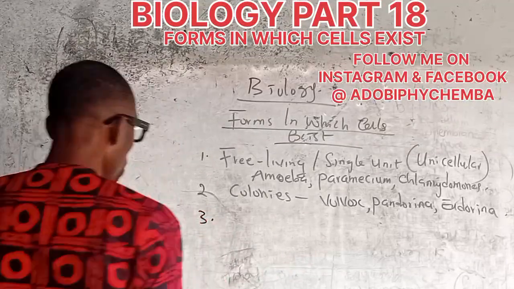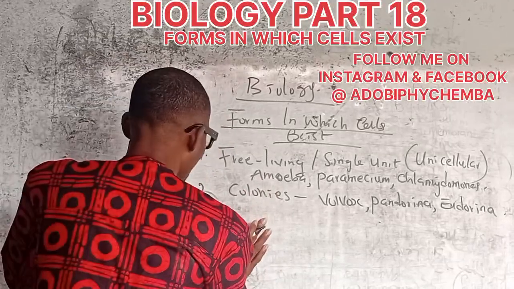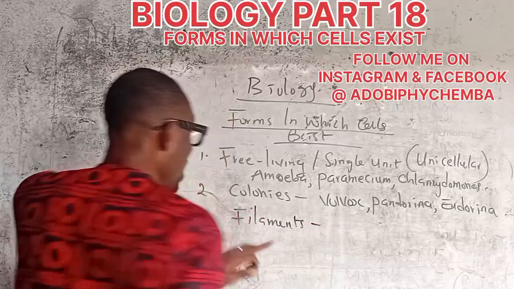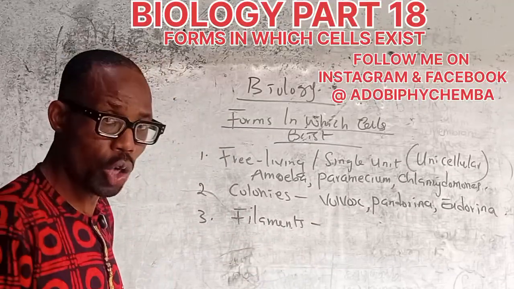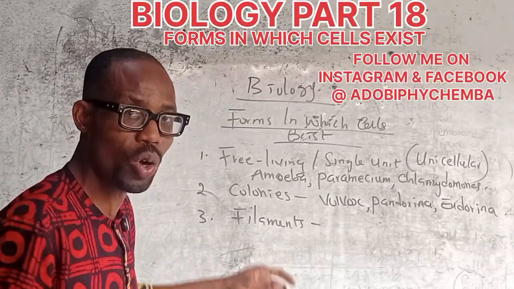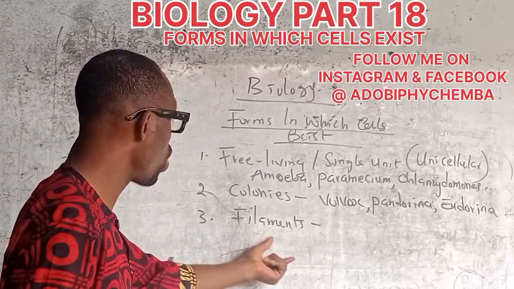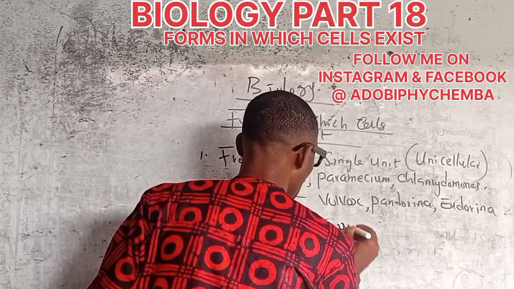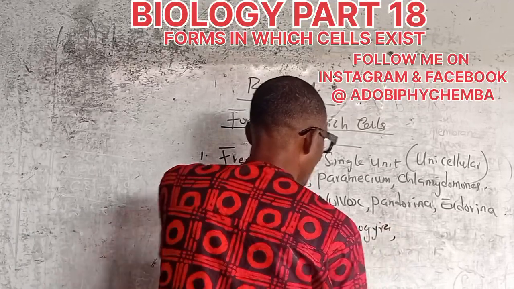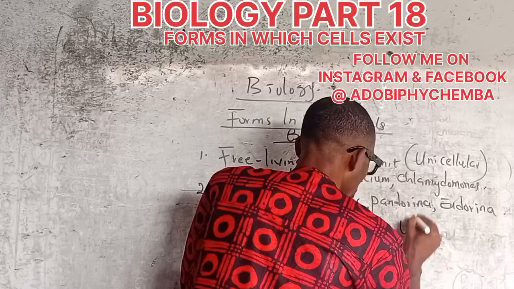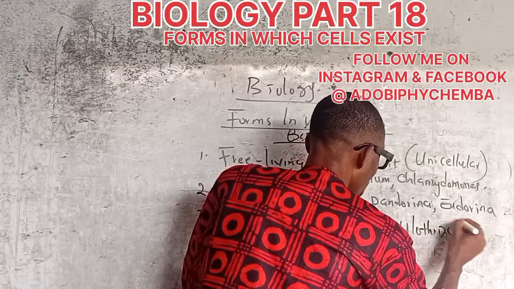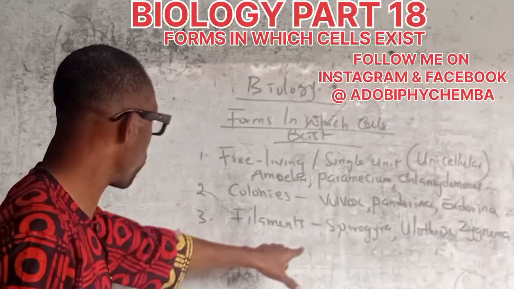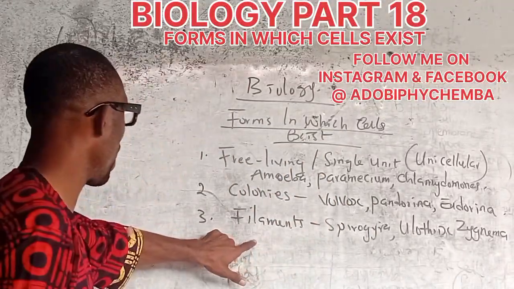Number three, I also told you that cell can exist as filaments. Filaments, okay? These are group of identical cells that are conjoined or joined together end to end to form a long thread-like unbranched chain. This unbranched chain is what we call filament. An example of filament include Spirogyra. I also told you Spirogyra, Ulothrix, and Zygnema. These are examples of cells that can exist as filament.